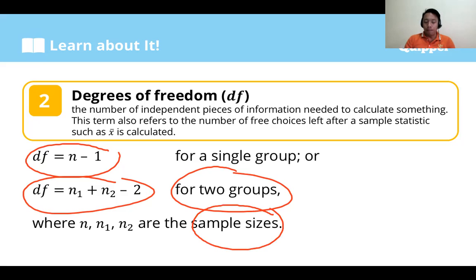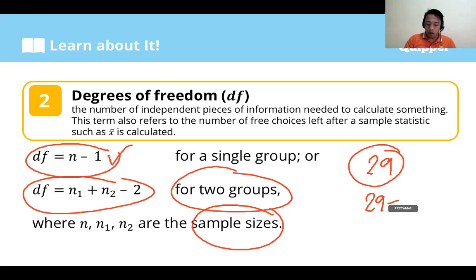Okay? So for example, in my problem, meron akong isang sample size lang. My sample size, let's say 29. And 29 is still part of the t distribution because this one is less than or equal to 30. Correct? So, kapag tinanong, what will be your degrees of freedom if you have 29 sample size? I will use this one because 29 is only one. So, I will just put 29 minus 1 and our degrees of freedom will become 28.